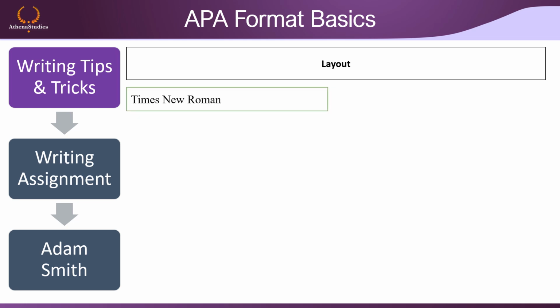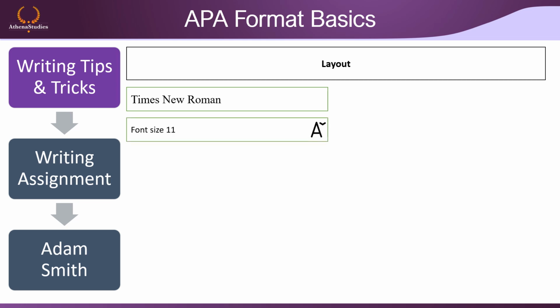So the first thing you have to do is use Times New Roman, changing the style of your text. If you're using Word, usually the default text is Calibri. If you're using Google Docs, the default text is going to be Arial. So always be sure to change it to Times New Roman.